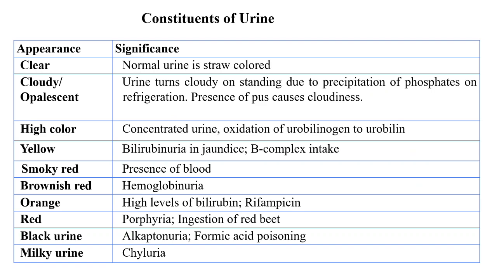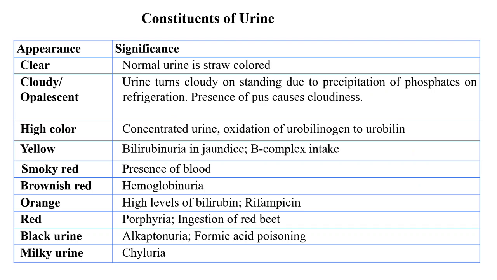Next, a high color is due to concentrated urine, meaning when we have dehydration or we are not taking any water, it will lead to concentrated urine excretion and oxidation of urobilinogen to urobilin. Yellow color will be seen in jaundice and B complex intake, smoky red due to the presence of blood, and brownish due to hemoglobinuria. Orange will be seen in high levels of bilirubin and rifampicin intake. Red color in porphyrias and ingestion of red beet.